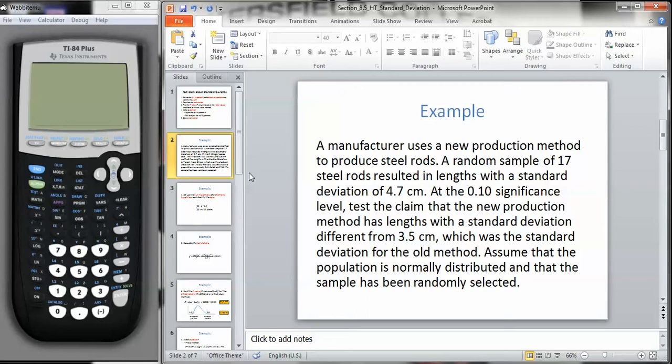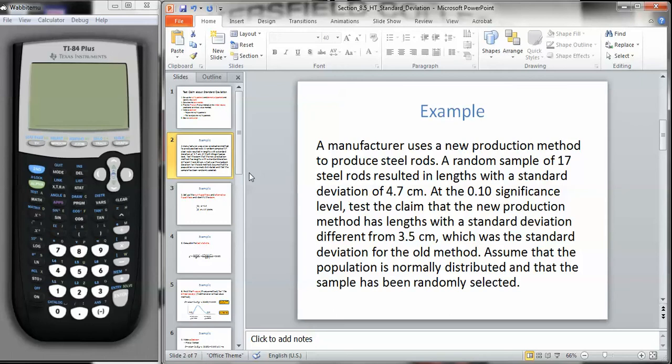So let's see what kind of information we can get from here. First of all, a random sample of 17. So that's our sample size, n equals 17. And from this sample, we have a standard deviation of 4.7 cm. So that's our sample standard deviation, s equals 4.7. Our significance level is 0.1, so that's alpha equals 0.1. And we'd like to test the claim that the new production method has lengths with a standard deviation different from 3.5 cm.